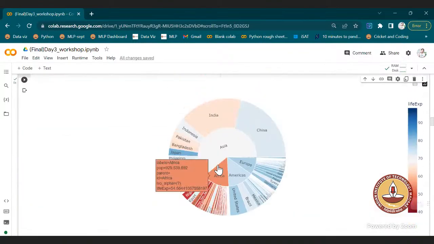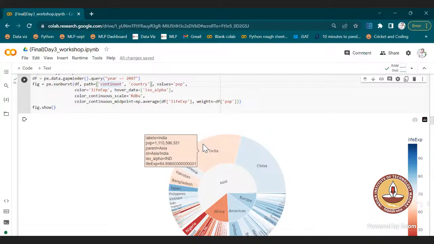Anyone has any doubt, or is it just me who is speaking? No doubt, sir. Sir, I have one general question. How can we use these charts in other presentations like a PPT if we want to present a dashboard kind of a thing?